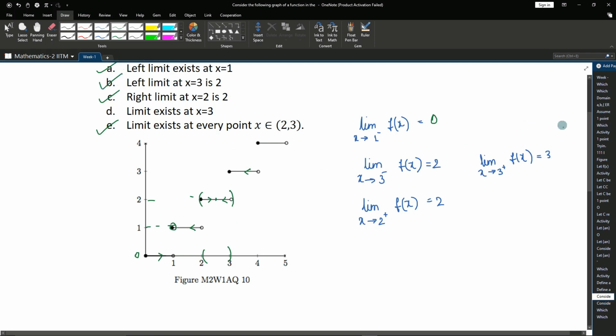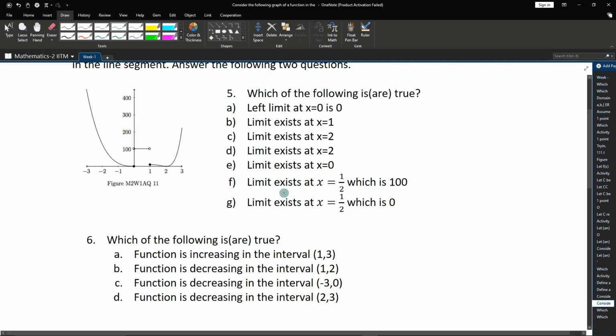The next question. Which of the following is or are true? The left limit at x equal to 0. At x equal to 0, the left limit will be equal to 0. Yes, so this option is correct. What about the second option? The limit exists at x equal to 1. At 1, the left limit is equal to 100, and the right limit is some other value here. These are not equal, so the second option is wrong.